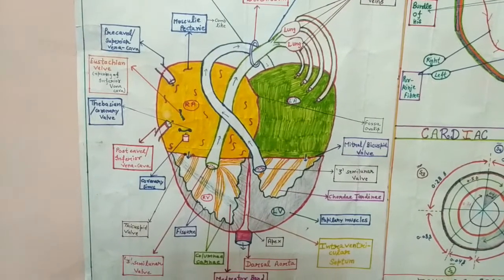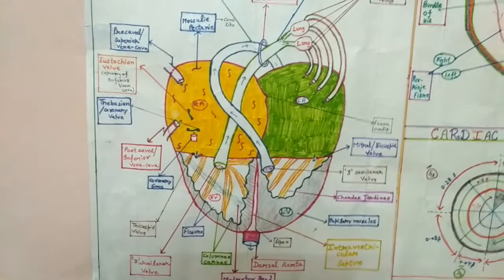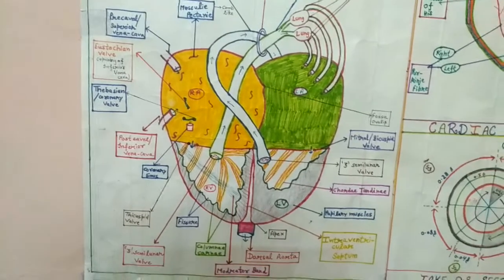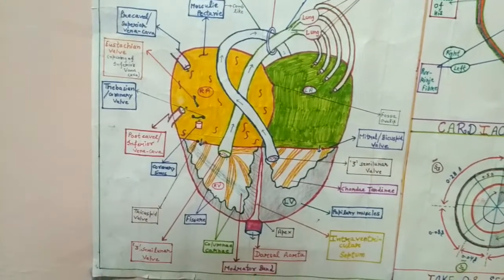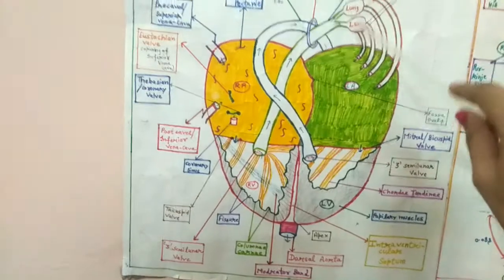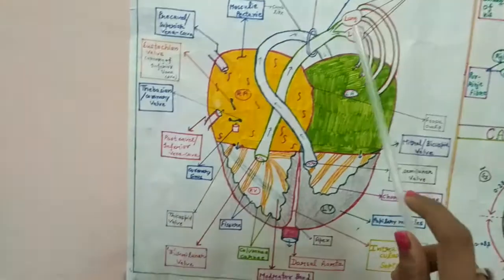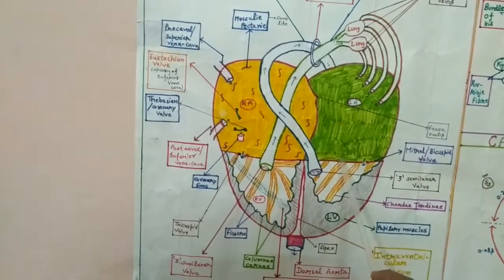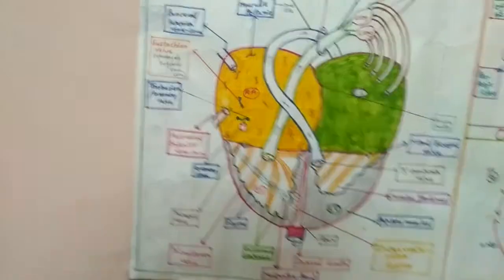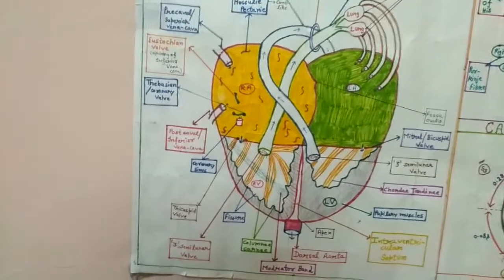Friends, now we will discuss the circulation of blood, how the blood comes inside the heart and how it circulates inside the heart toward the lungs, and then from the lungs it comes again inside the heart, and from there it goes inside the body. So let's see how it works.